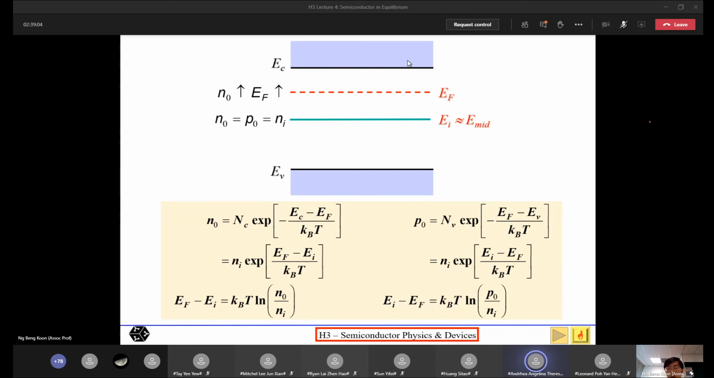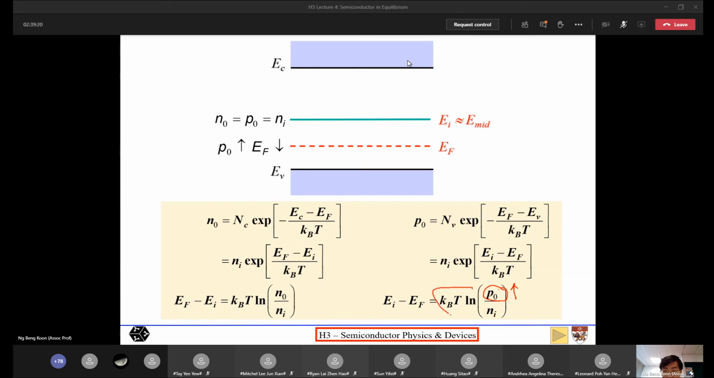So conversely, if you look at a case where you now have more P0, we look at the P0 expression. If your P0 is now large, that means it goes up, then this whole term here becomes positive. Your EI minus EF is positive, meaning that your Fermi level must be below the intrinsic Fermi level, which is what you expect here.